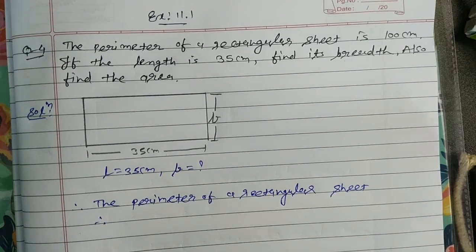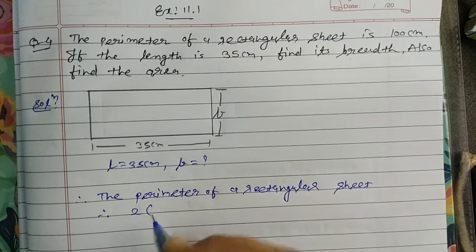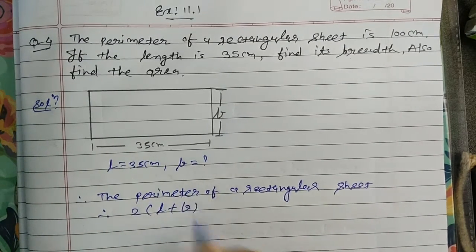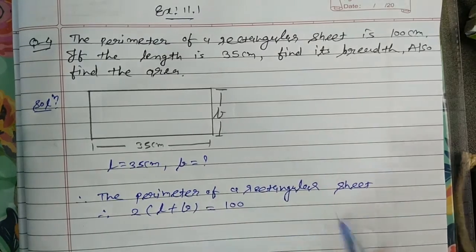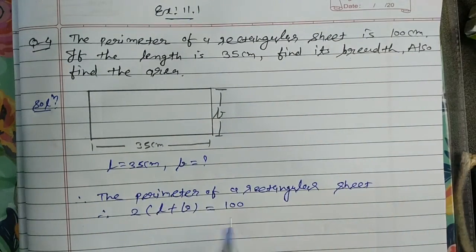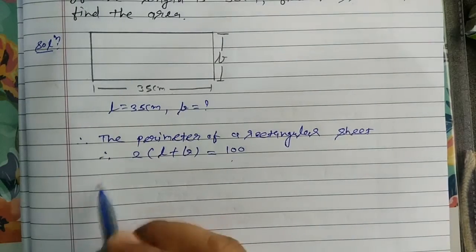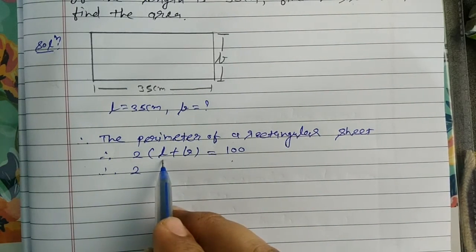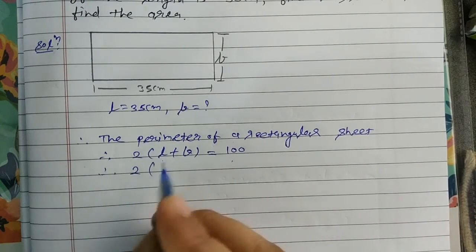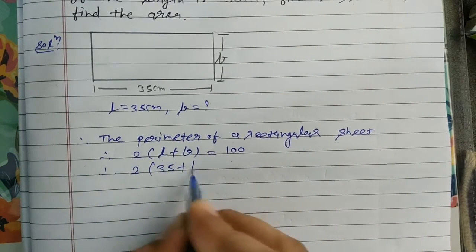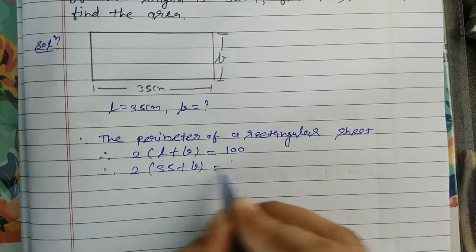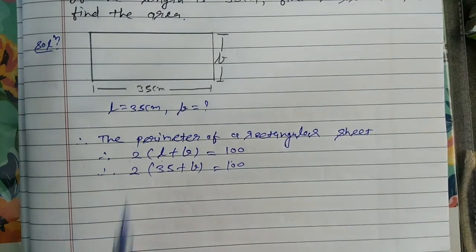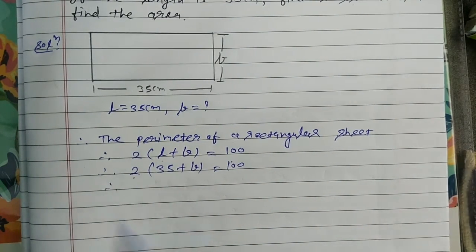that is nothing but, we know the formula, that is 2 in the bracket length plus breadth, that is equal to 100. 100 centimeter is given, so we will write 100. So now we will put the values of L, length and breadth. Length is given, that is 35, and breadth we have to find, so we will write small b only, that is equal to 100.